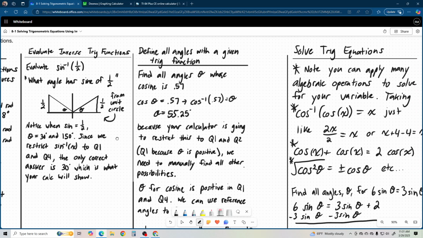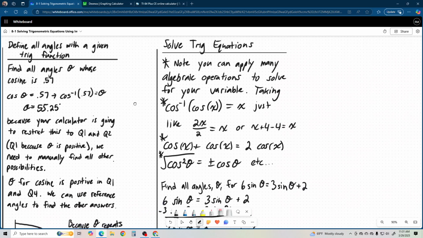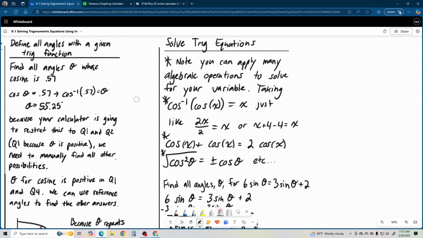Okay, so let's define all angles with a given trig function. We're going to find all angles theta whose cosine is 0.57. In other words, if we were going to rewrite this as a problem, we would write cosine theta equals 0.57, which is just 57 over 100. So this looks like anything you're used to seeing. What we would do is take the inverse cosine of both sides, and we'd solve.